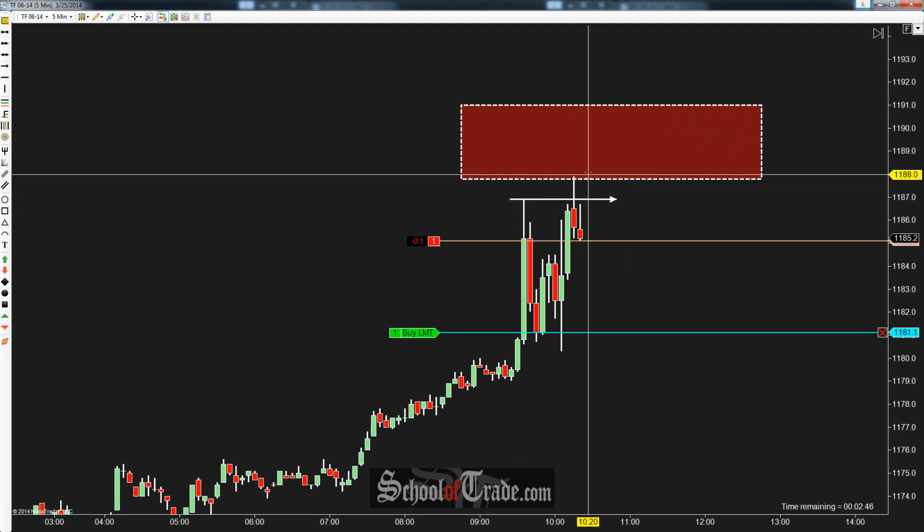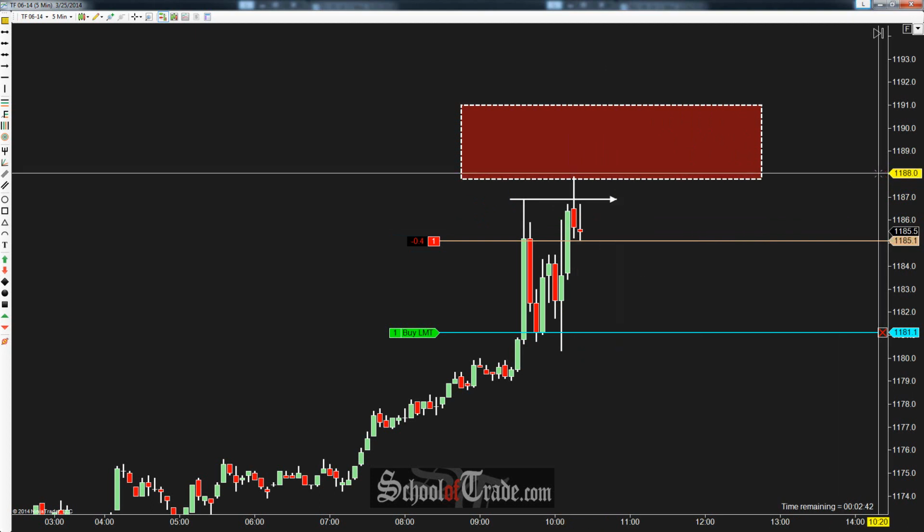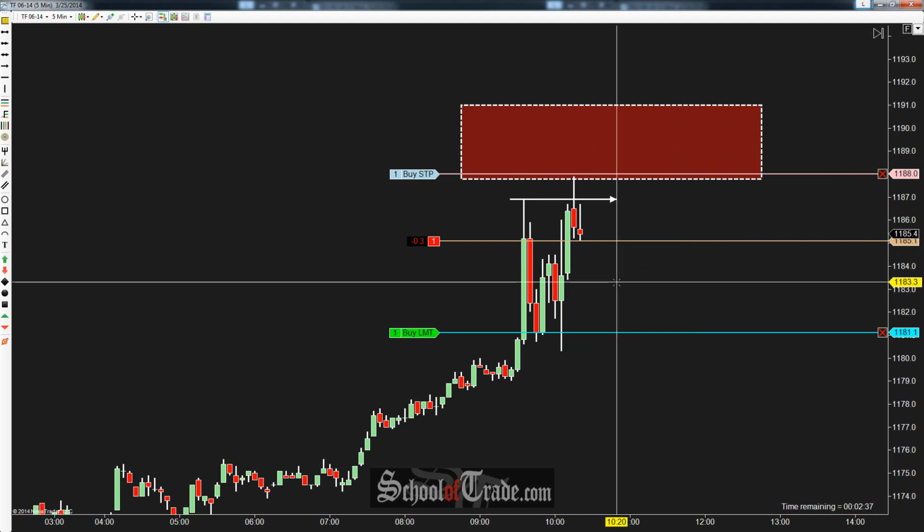All right, so we are filled short, so now I can place my protective order up here at 1188. Nope, I don't want to buy stop limit, I want to buy stop. So we'll place a buy stop at 1188. And now, essentially, it's just sort of a waiting game.